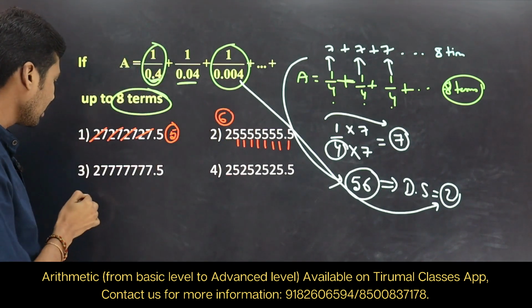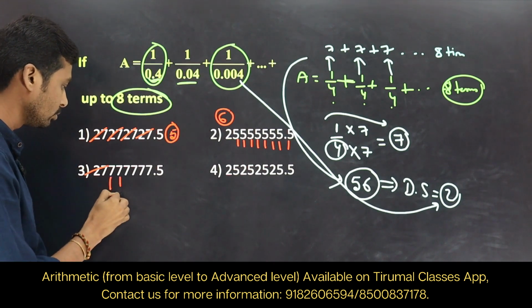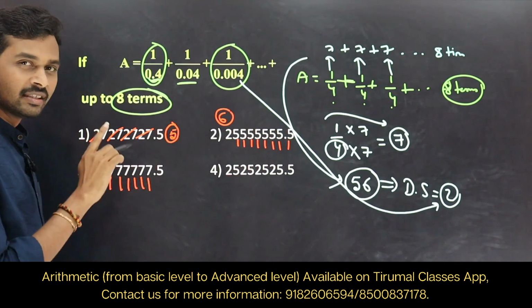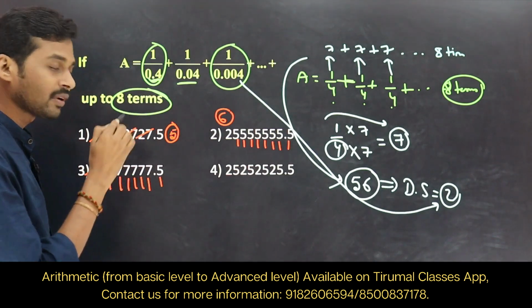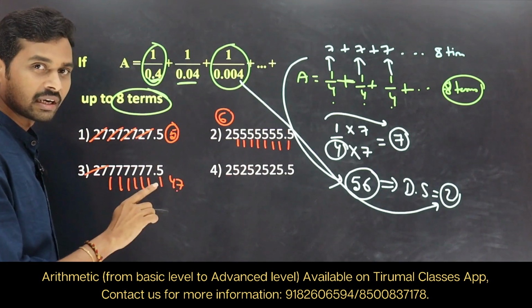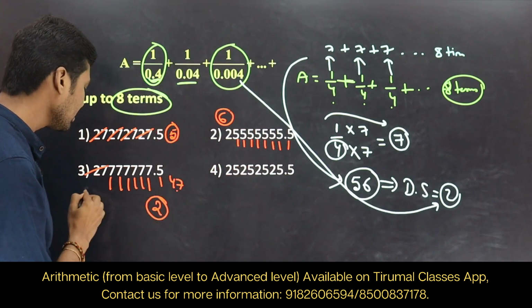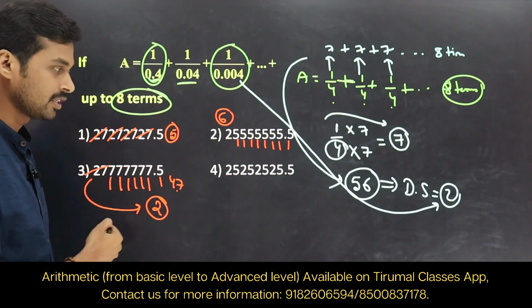And similarly, if you take the third option, 7 plus 2 is 9. You can cancel out the remaining 7s. 1, 2, 3, 4, 5, 6. 6 7s is 42. 42 plus 5 is what? 47. 47 means that 4 plus 7 is what? 11. 11 means that 1 plus 1 is what? 2. So the final DS value is 2 for this option, right?